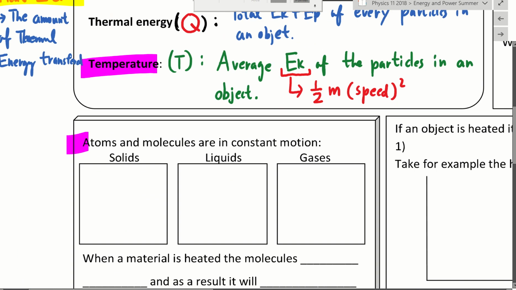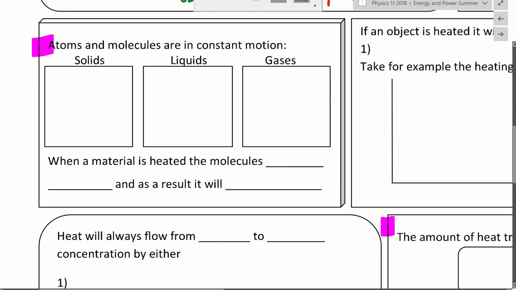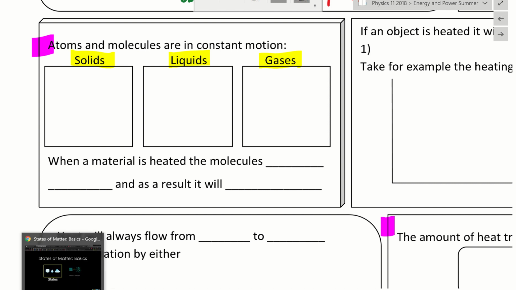Now we're going to have some basic definitions from a previous science class. Do you remember the three states of matter? There are more than three if you want to go really deep, but right now let's talk about three: solid, liquid, and gas. Remember the difference between them.